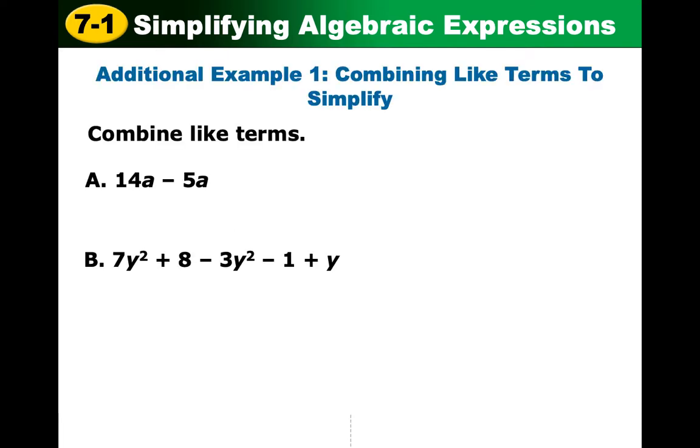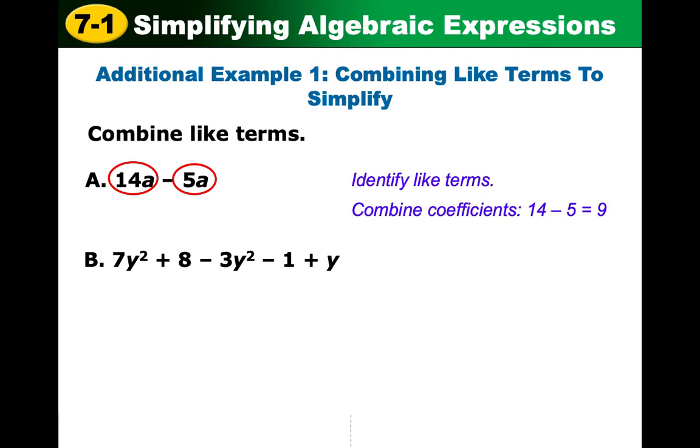Combine the like terms. 14a minus 5a. First, identify the like terms. In this presentation, we circle, or put a similar shape, around terms that are like terms. Here you see that both terms have the variable a, and the power of a, since there is no number listed as an exponent, is 1. And 14a and 5a are like terms, so we're going to combine the coefficients by subtracting 14 minus 5. That will give us 9. Now it's not just 9, it's 9a, and that's your answer.